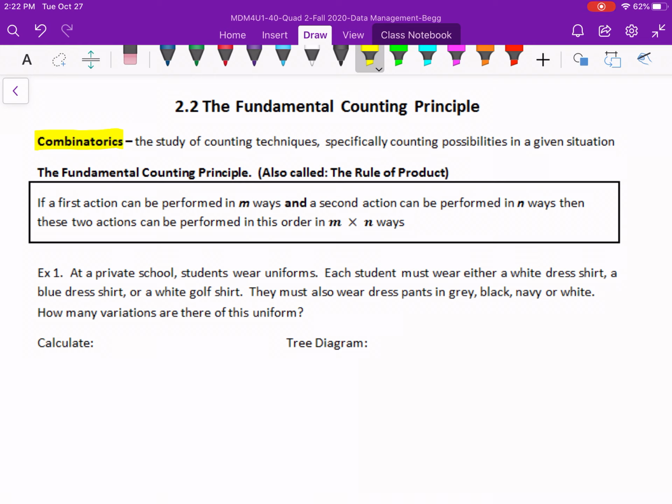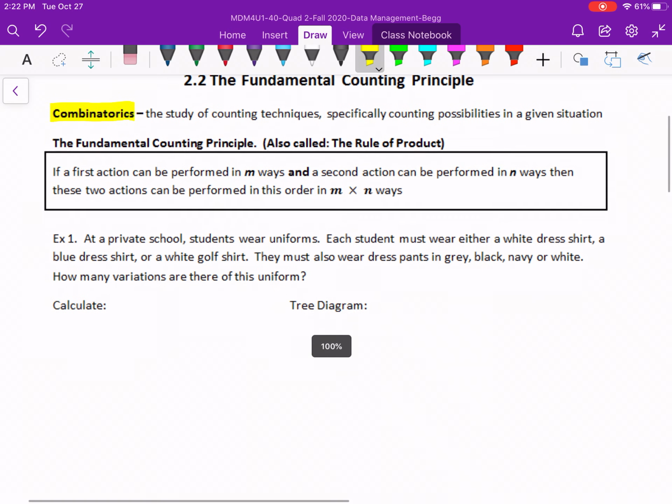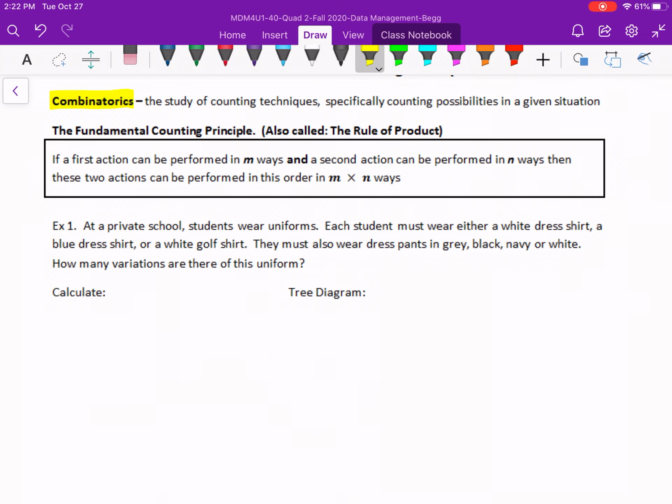As I said in the last lesson, counting is really important for probability, for statistics, because that's how we divide the number of possible outcomes by the total number of outcomes, and we need to have ways of counting large numbers of things without going through and counting them on our fingers and toes. So that's what combinatorics is. It's the study of using mathematics to help us count better.